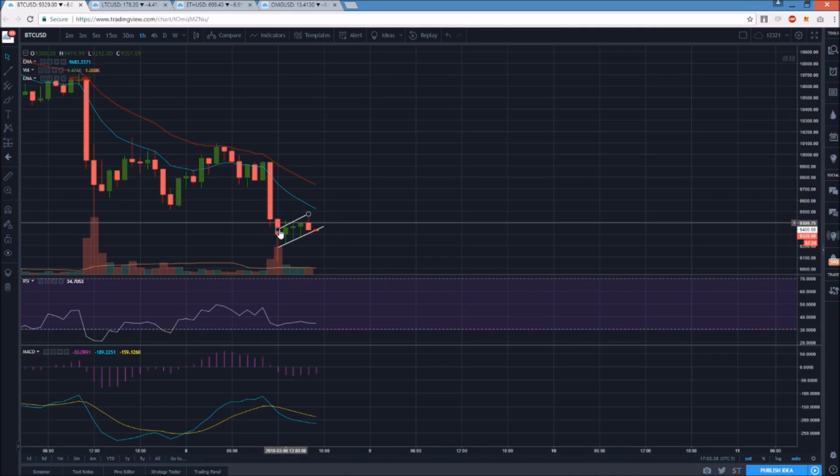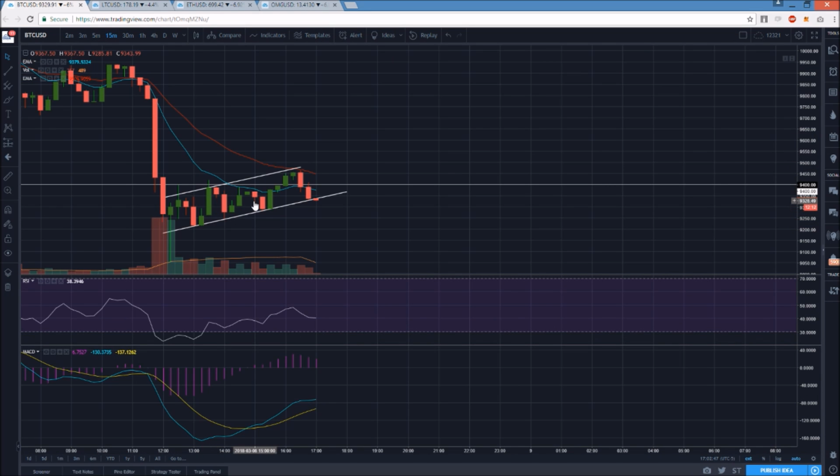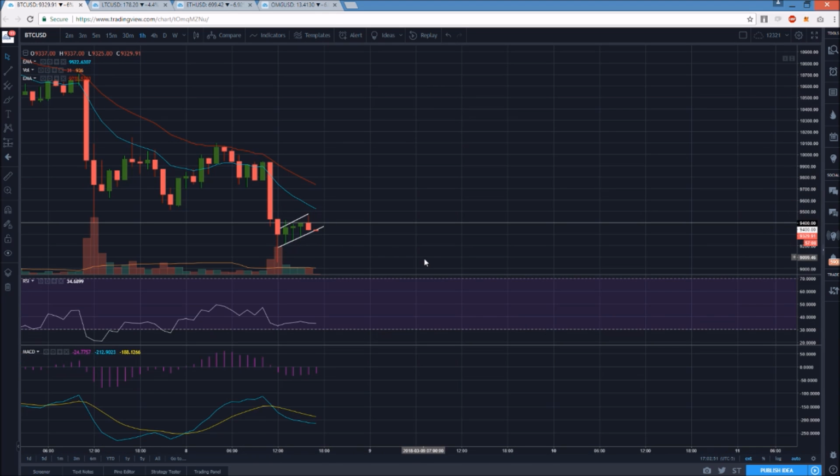I'm going to say on the hourly time frame, the odds that this is a bear flag, I'm going to go with 55, 60%. I look at the 15-minute time frame. If we lose this 15-minute higher low pattern, I'm going to kick that up to 75% chance that this is a bear flag on the hourly time frame.